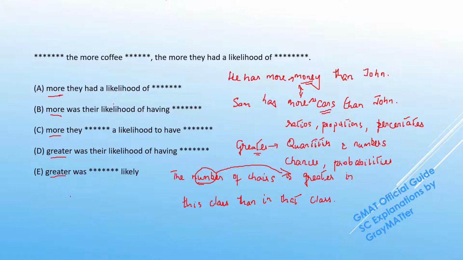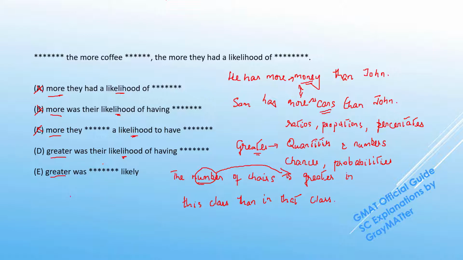So let's look at what we have here. We have "the more the likelihood" and "the greater the likelihood." So what is likelihood? Likelihood is a chance or a probability. So should I use "more" for a chance? No, we should use "greater." So obviously A, B and C are absolutely incorrect.